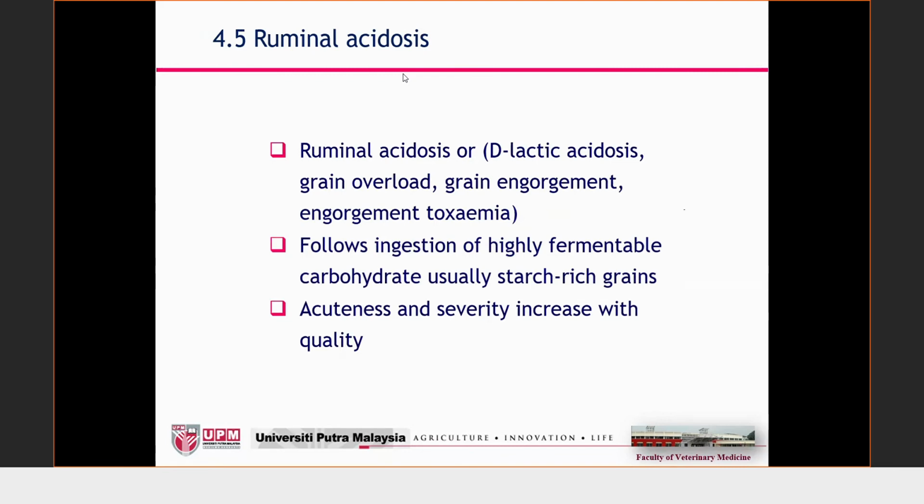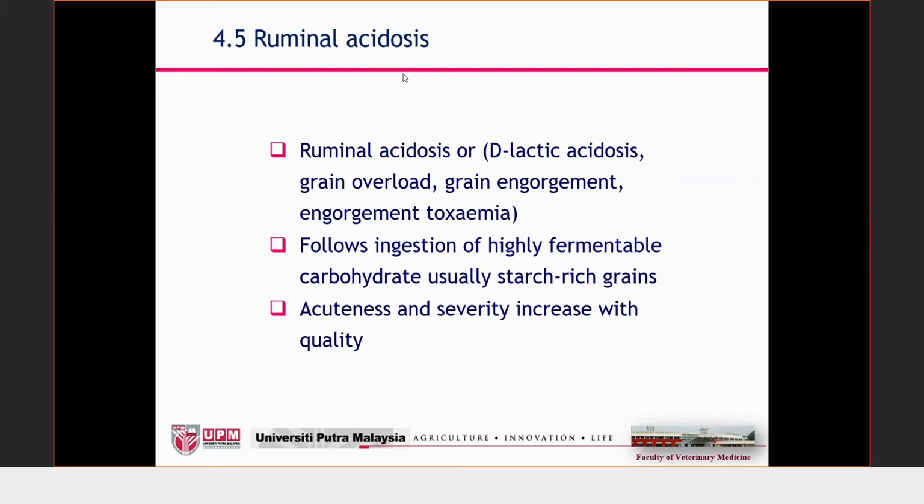A condition called ruminal acidosis, also called D-lactic acidosis, involves ruminants. In the rumen, I think we discussed previously grain overload as a result of excessive or immediate change of diet from grass to concentrate. They might cause grain engorgement or engorgement toxemia. So this is ruminal acidosis, and I think most people might think of it as grain overload.